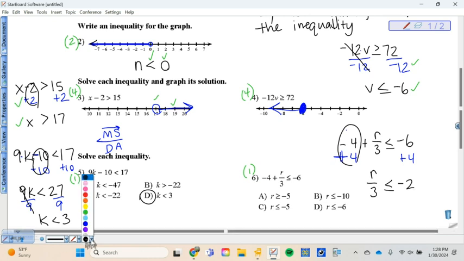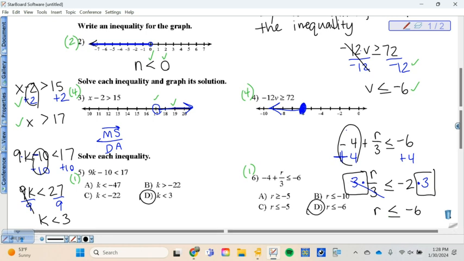And now what? Multiply by 3. 3's cancel out. I've got r by itself. Do I have to flip the inequality this time? It's a negative answer and exactly, yeah. So I multiplied by a +3. That's what you got to look at. Even though my answer was a negative number, I didn't multiply by a negative number. So my inequality stays the same. There's my answer, D. Okay?